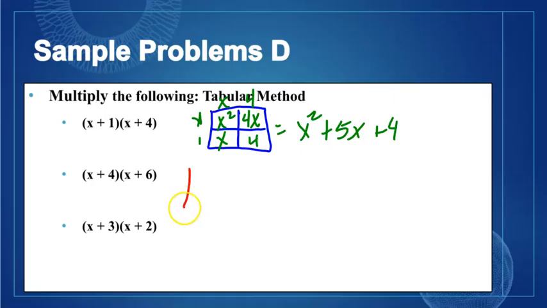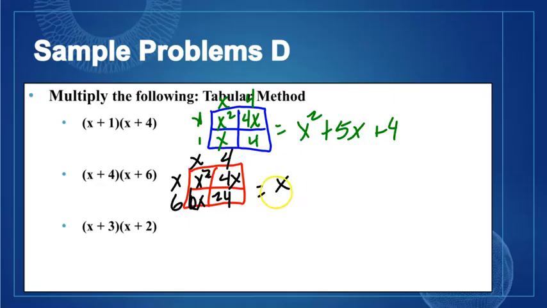This next one, draw a box. And this would be x plus 4, and this is x plus 6. Now it doesn't matter which one you put on top and which one you put on the side, it will still work out. Multiply to find each area. This would be x squared. 4 times x is 4x. 6 times x is 6x. And 6 times 4 is 24. Putting those together, you get x squared plus 10x plus 24.